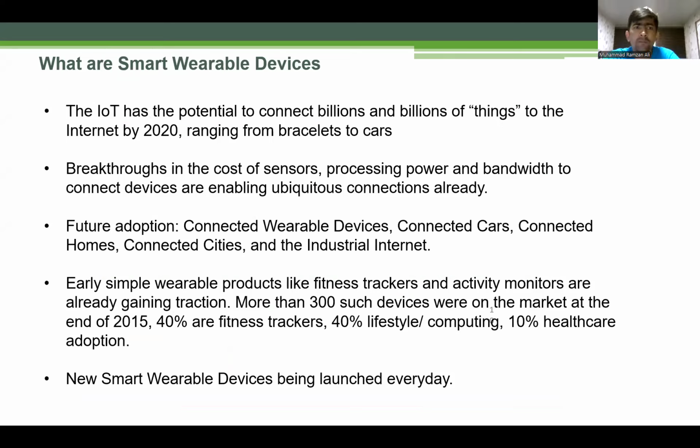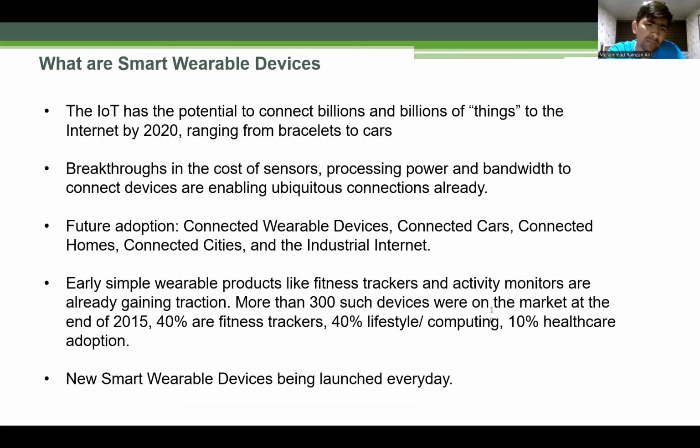So let's talk about what smart wearable devices are. The IoT has the potential to connect billions and billions of things to the internet by 2022. First of all, what is the Internet of Things? It is an advanced concept that combines the Internet of Things with artificial intelligence and machine learning. This integration allows connected devices to not only gather and share data, but also analyze, learn, and make decisions. The key impacts on our lives are enhanced efficiency, personalized experience, improved safety, advanced healthcare, and smart cities.